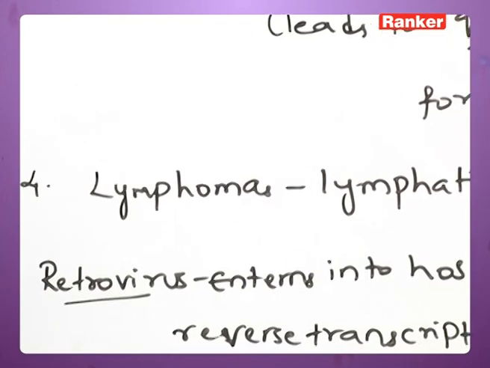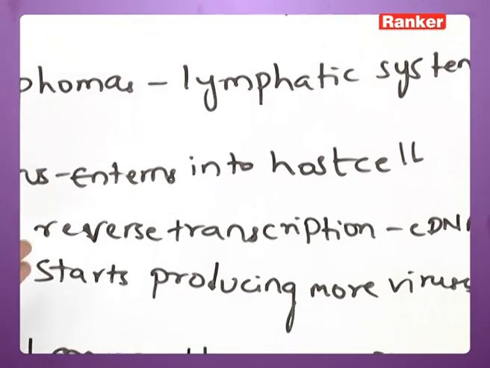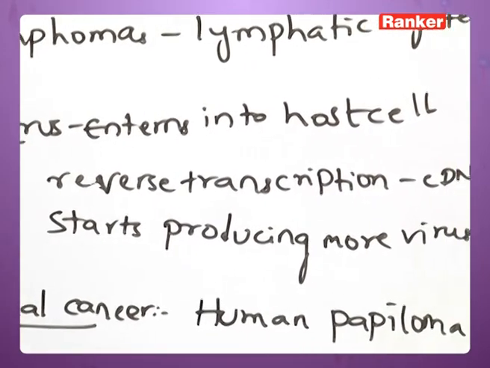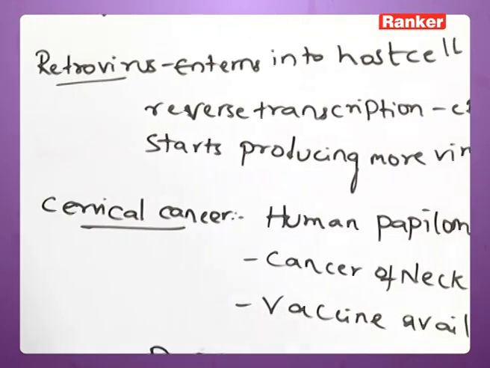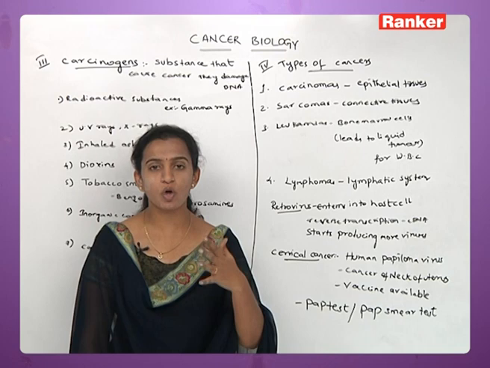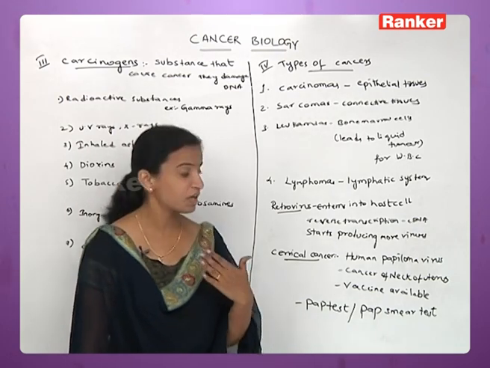Now, a retrovirus enters into the host cell, and reverse transcriptase makes cDNA and starts producing more virus. You can see this in the HIV virus, where reverse transcriptase is the enzyme present. That enters into your normal DNA structure, and the virus multiplies in number.